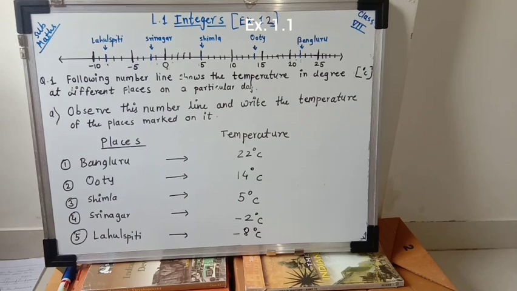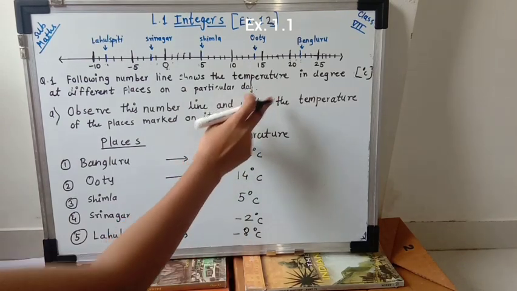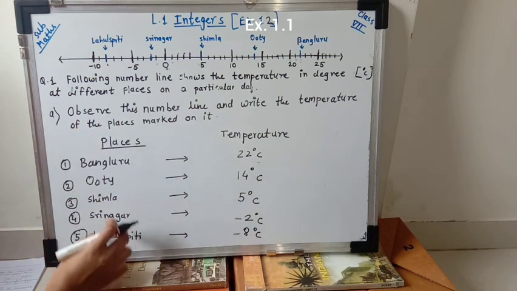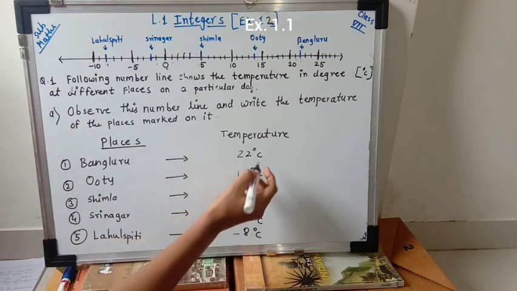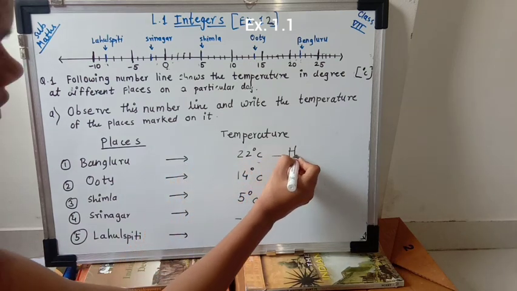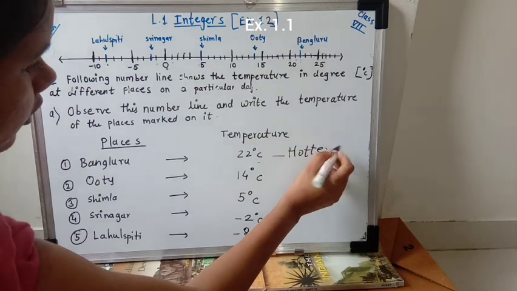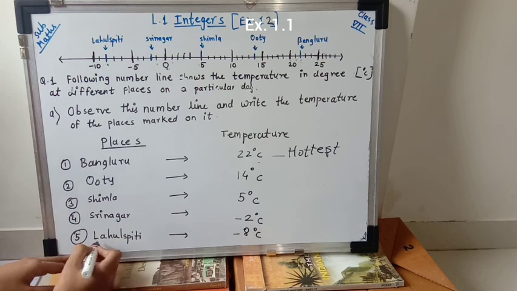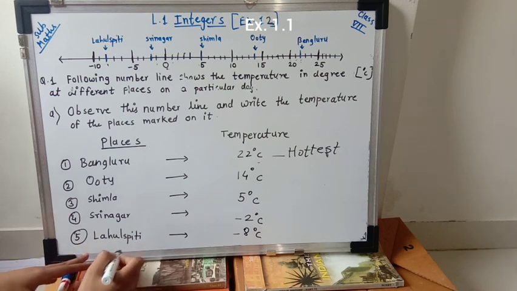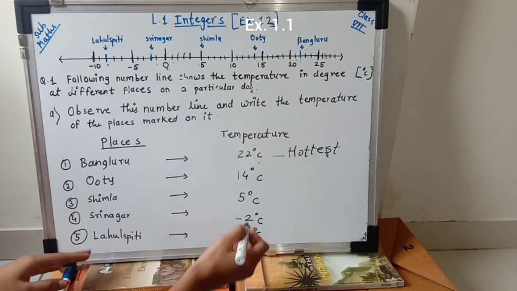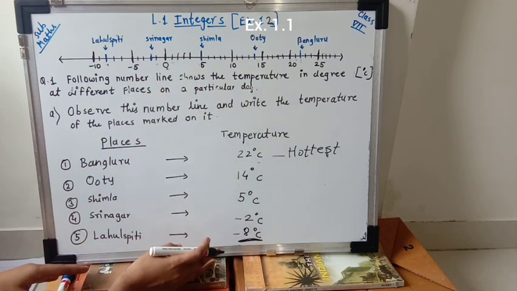One more important thing, students: the temperature of Bengaluru is the hottest of all these five places. Bengaluru is the place where the temperature is highest, higher than the other places. And Lahul Spiti is the place where the temperature is coldest, which means the temperature is very low compared to the other places.